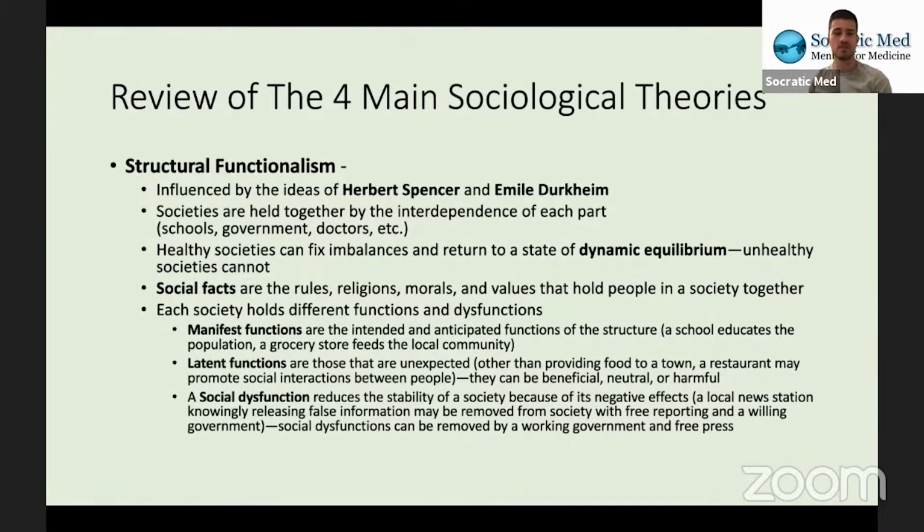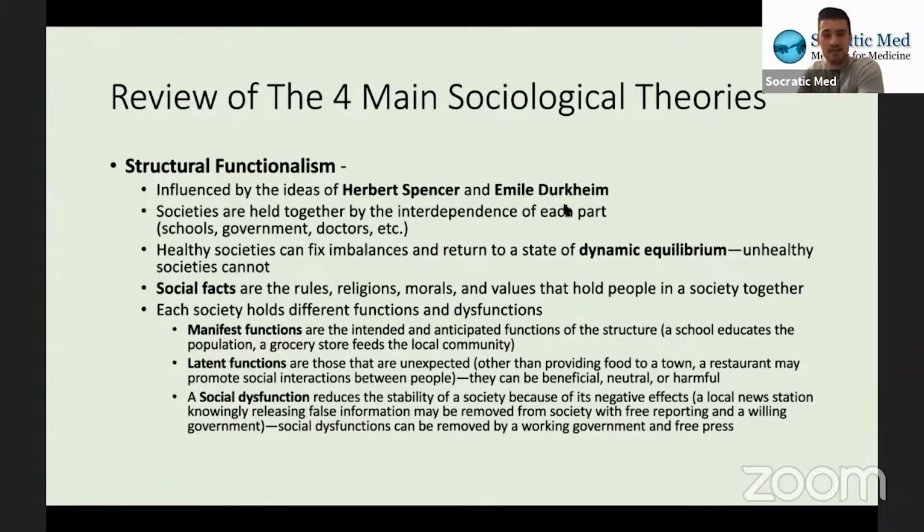And the general concept for functionalism is that societies are held together by the interdependence of each part. So Herbert Spencer actually thought of functionalism as a body, how a body can't live without all of the different organs acting together. So that's basically what functionalism is. It's a little bit more complicated than that, obviously, but it's just schools, governments, all of these social institutions are working together to keep the society alive.